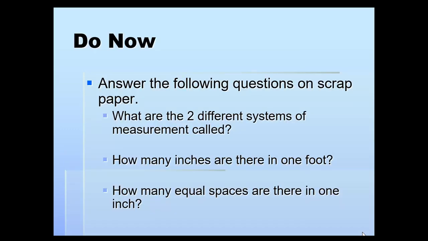To get started, we have a few questions that we'd like you to answer. First off, what are the two different systems of measurement called? How many inches are there in 1 foot? How many equal spaces are there in 1 inch? I'll give you a minute to think about those.